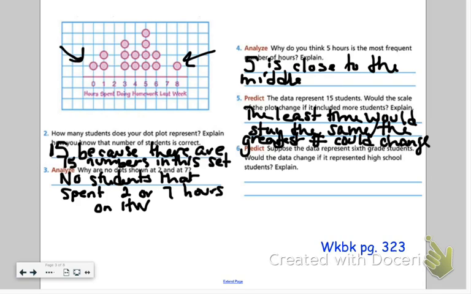All right, and the last one on this page, we're going to do some predicting. Suppose the data represents 6th grade students. Would the data change if it represented high school students? Explain. So I'm going to let you think about that. Do you think that the numbers of hours spent doing homework would change if we were interviewing high school students?